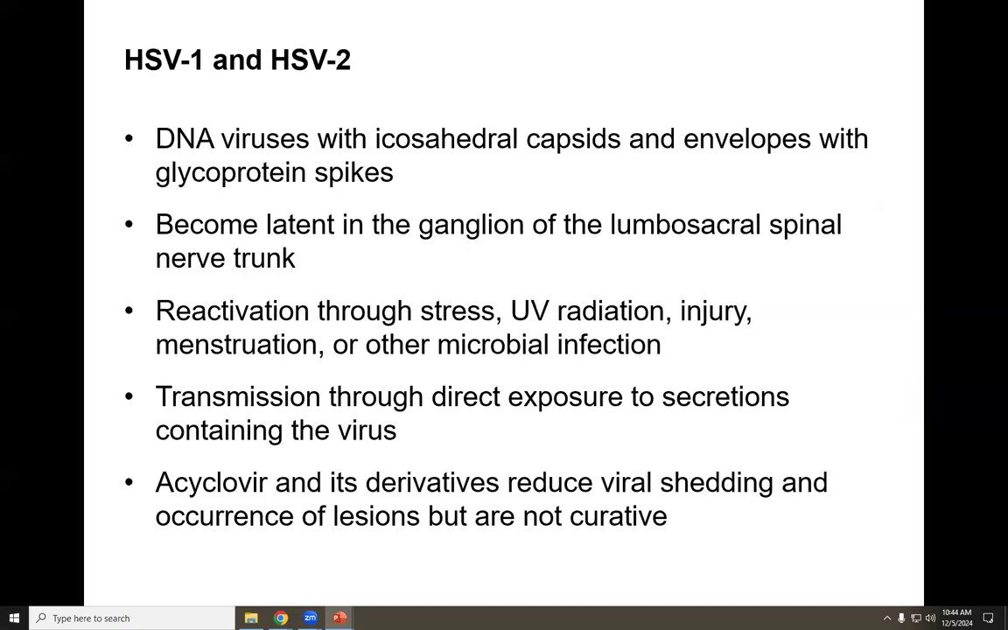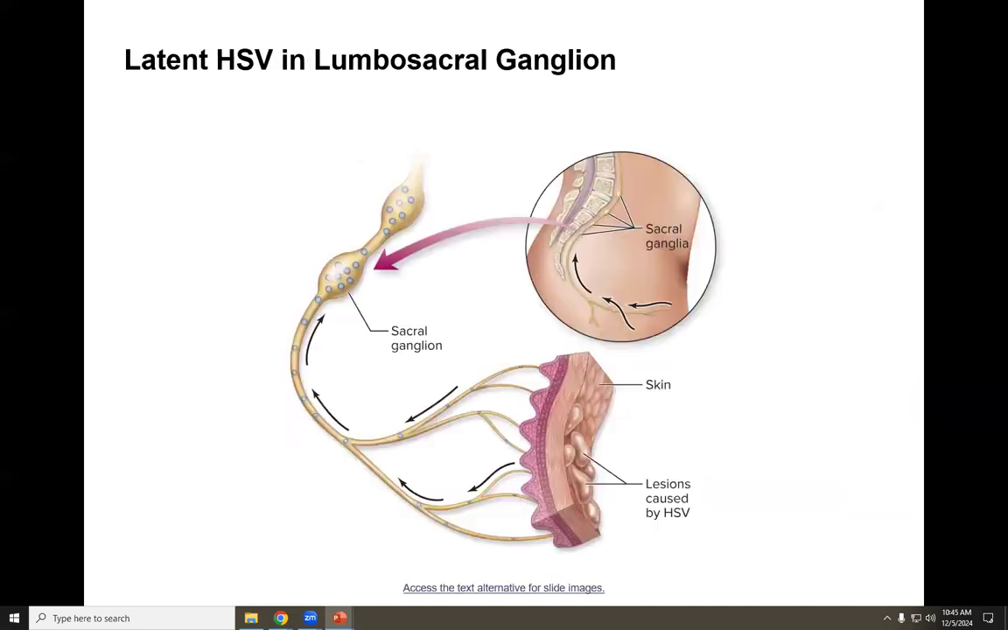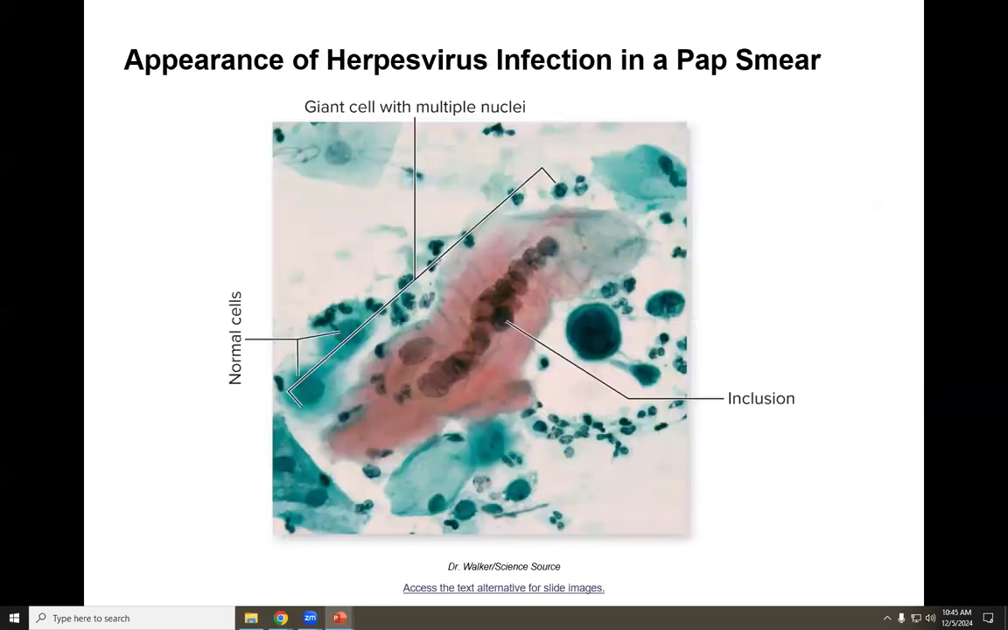Cool. And outbreaks are usually caused by any kind of stress at all. You can see actual herpes virus infection in pap smears. You can see the inclusion bodies in infected cells. Even though pap smears typically are going to be used to diagnose HPV and not HSV, you can still see them present in the pap smears.